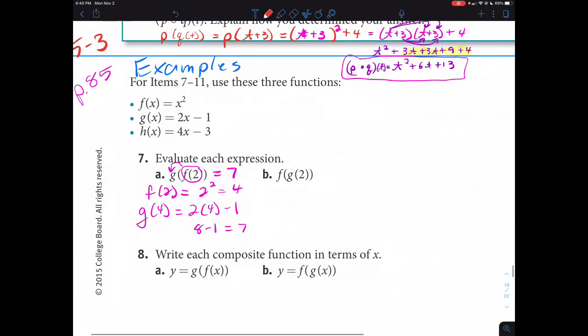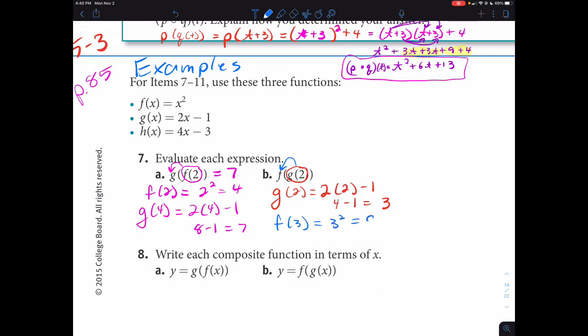Okay, on B, find f of g of 2. So we're going to find g of 2 first. And we're going to get 2 times 2 minus 1, which is 4 minus 1, which is 3. Then we're going to find f of 3. Take that 3 and plug it into f. f of 3 would be 3 squared, which is 9. So our answer for this one is 9. Start with the inner function and work your way out. So that was evaluating, by the way.